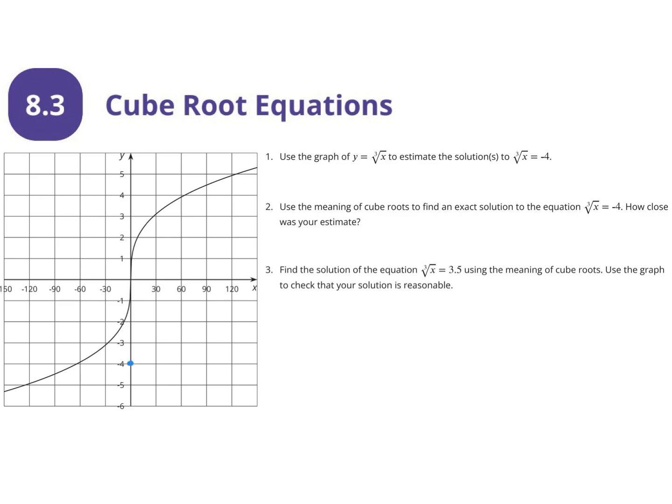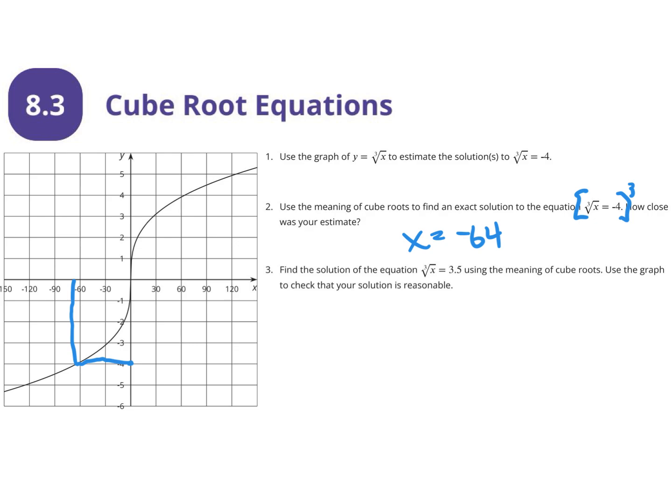So -4 is here. We come over to the graph, and then we come down to right there. And so, what number cubed equals -4? Basically, you cube the whole equation, and you get x is equal to -64. So the root of an equation puts you on the x-axis.